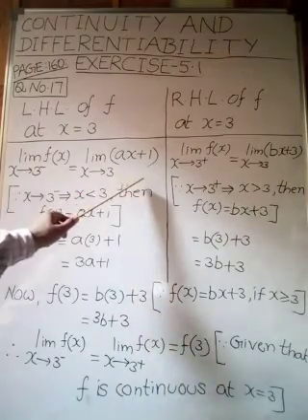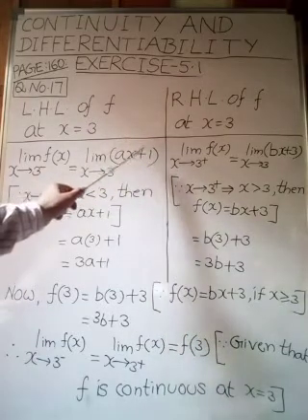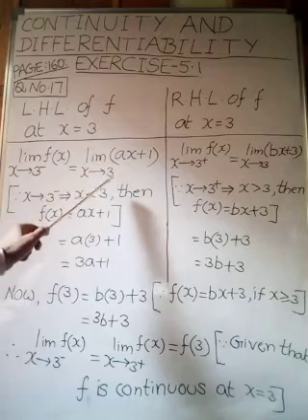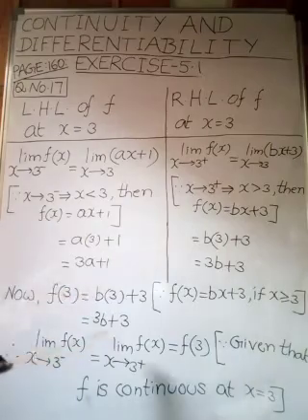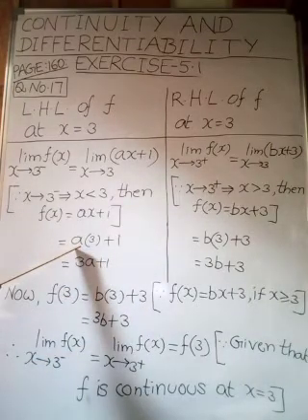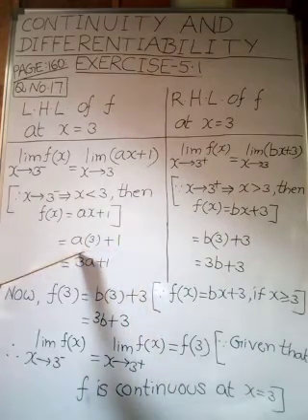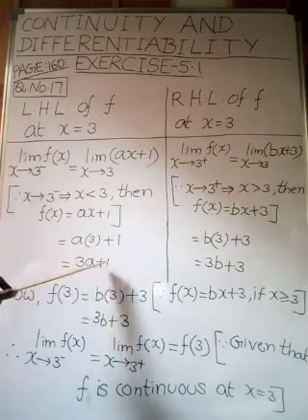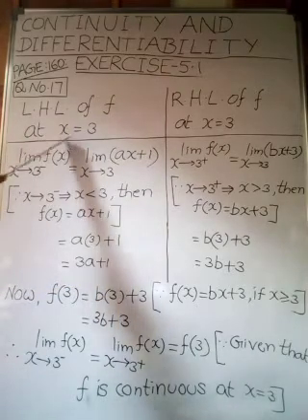Right. Now we are going to find the limit of this function by the method of substitution. So we have to substitute x is equal to 3 in this expression. See here we are substituting a into x, that is 3. a into 3 plus 1. Understood this step, my dear children? Right. That is equal to a into 3. What will you get here? 3a plus 1. This is the left hand limit of f at x is equal to 3.